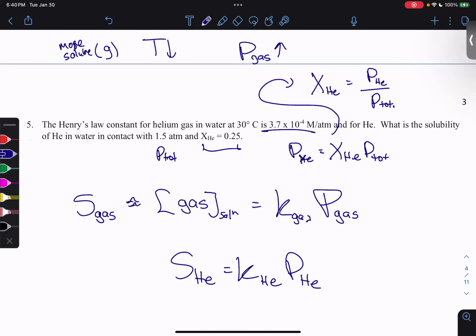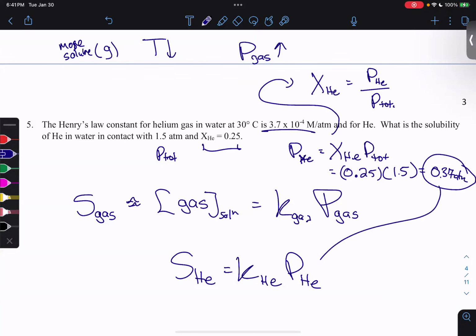Okay. All right. So carrying on, 0.25 times 1.5. So helium exerts a partial pressure of the sample of 0.35 atm. And so that is the pressure that you want to put in there. You don't want to put in 1.5. We'd put in 1.5 if it was a pure sample of helium, but it's not pure. Only 25% of the particles are helium, so therefore only 25% of the particles will dissolve into solution.